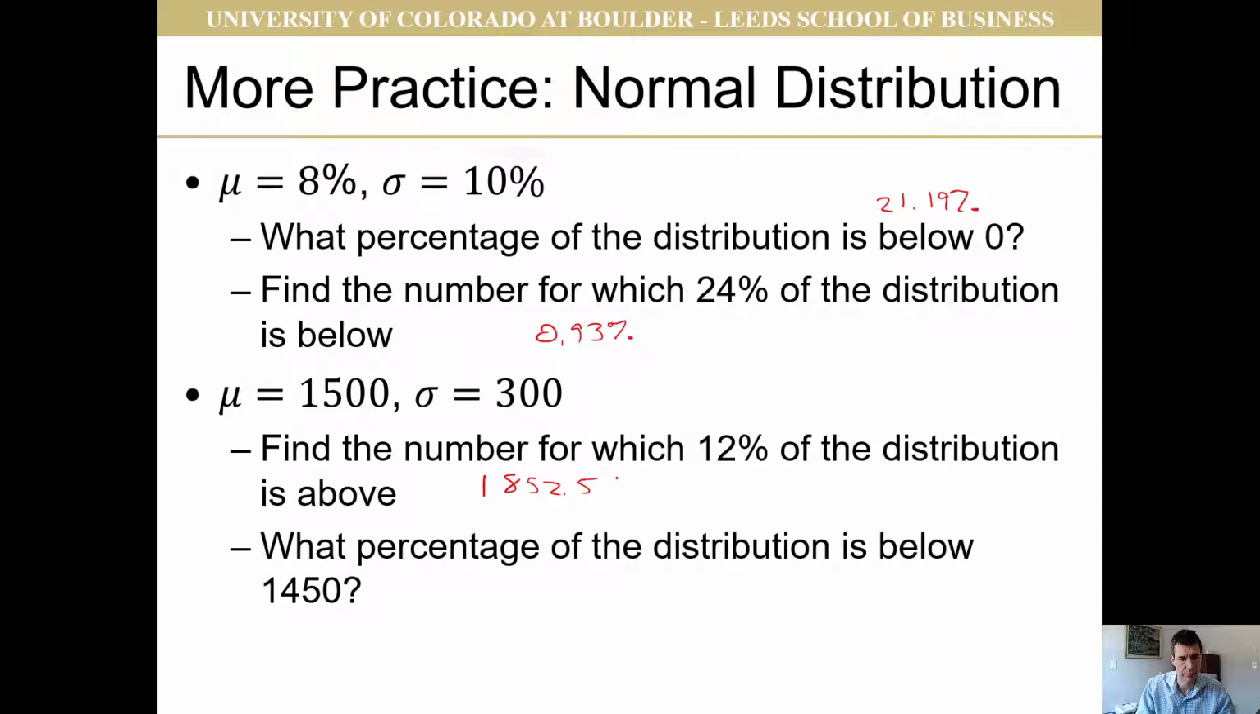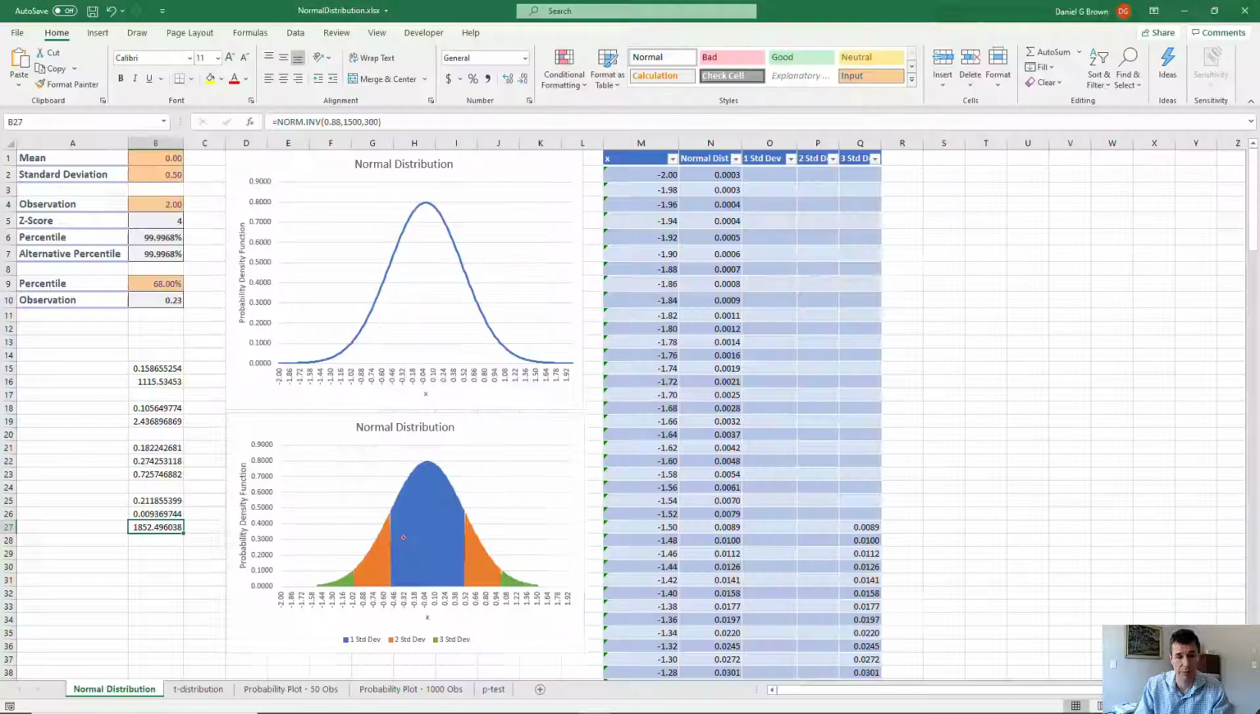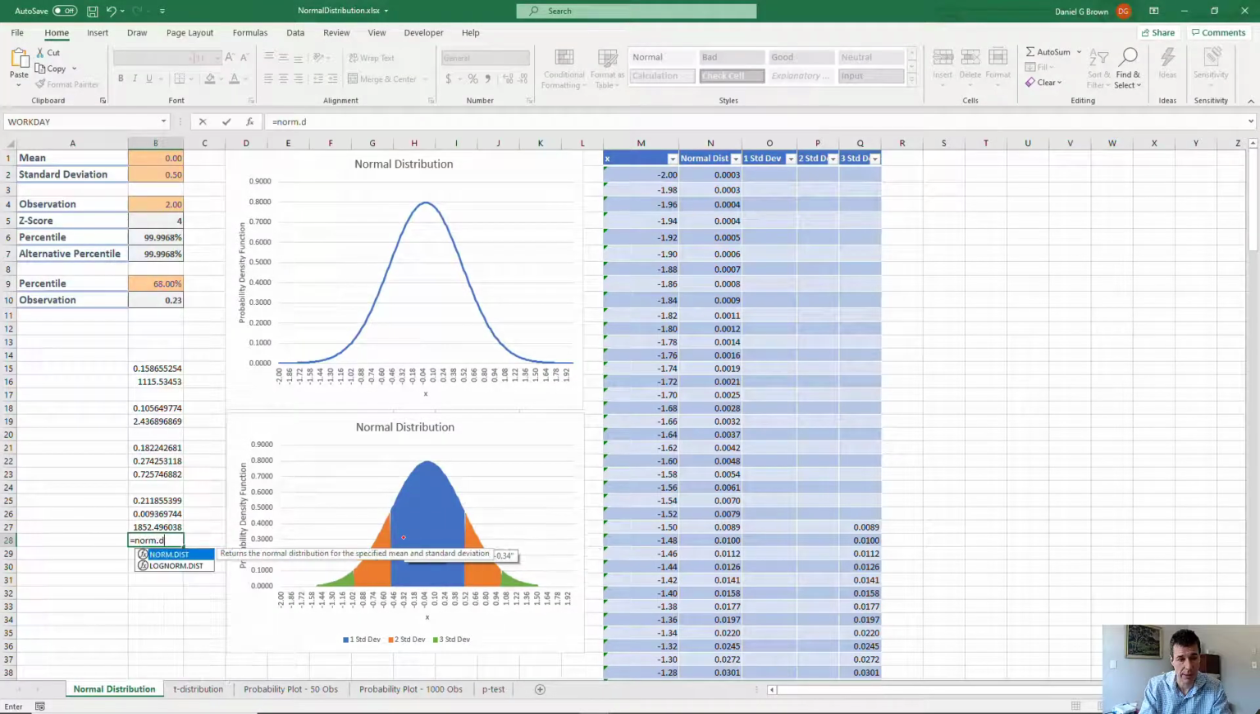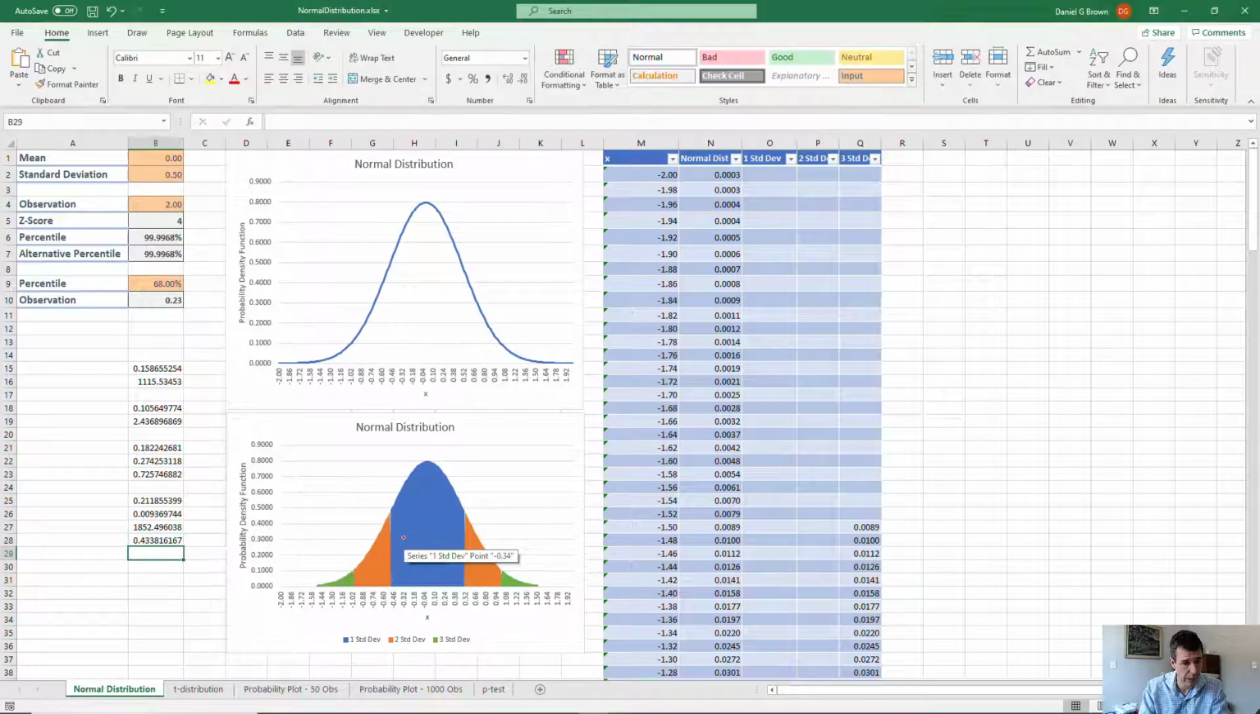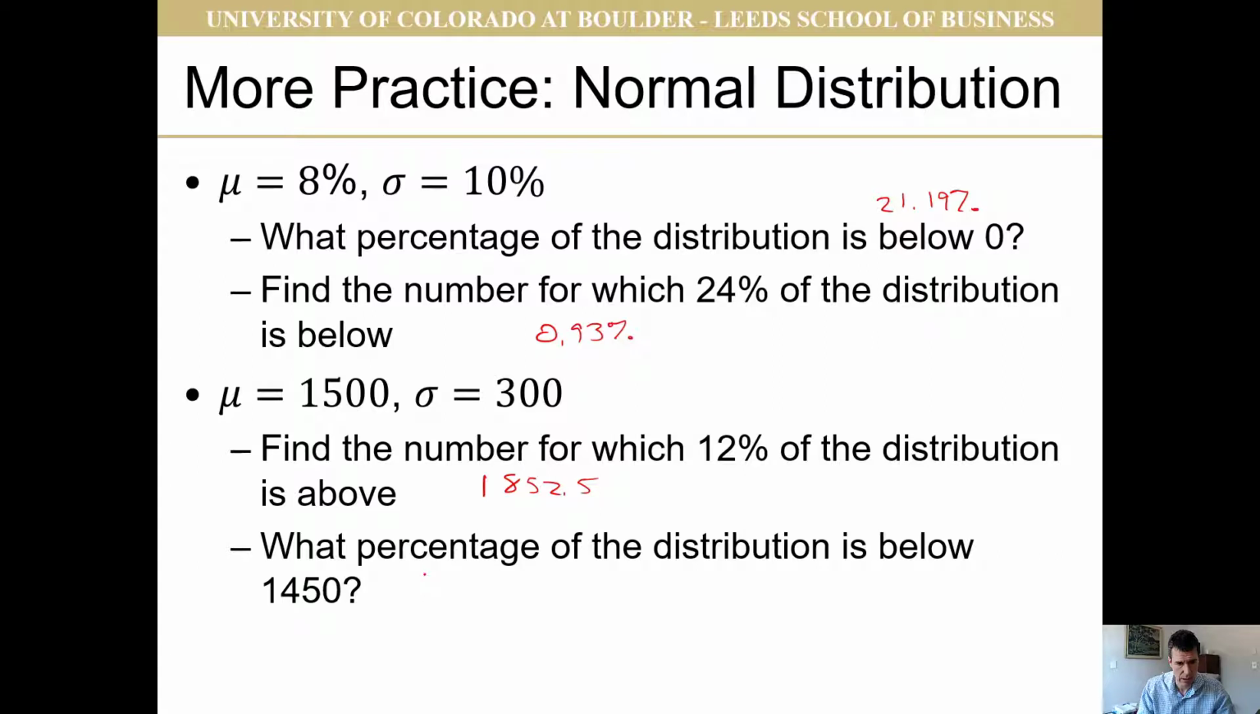1852.5. What percentage of the distribution is below 1450? Okay, we're asking below, which is what norm.dist does. We have an observation. We want to find a percentage. So norm.dist of 1450, comma 1500, comma 300, comma true. 43.38%.